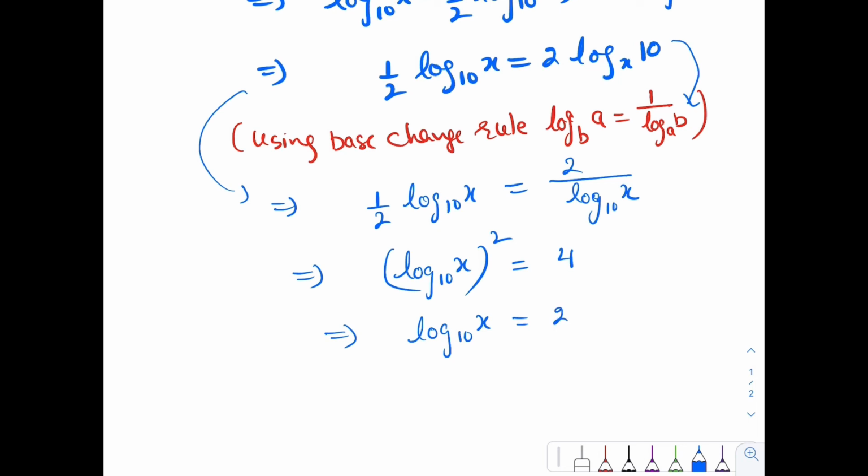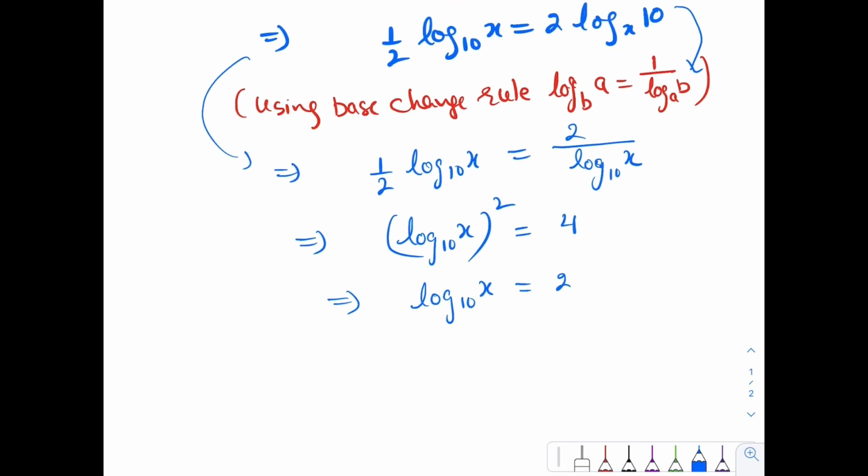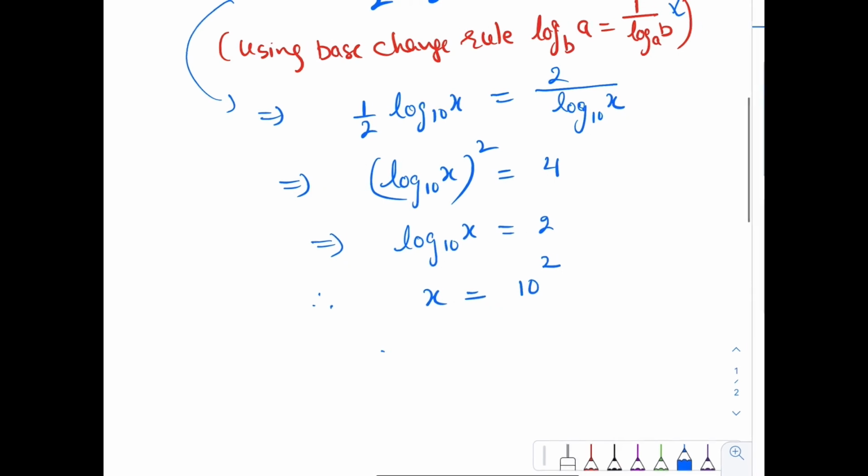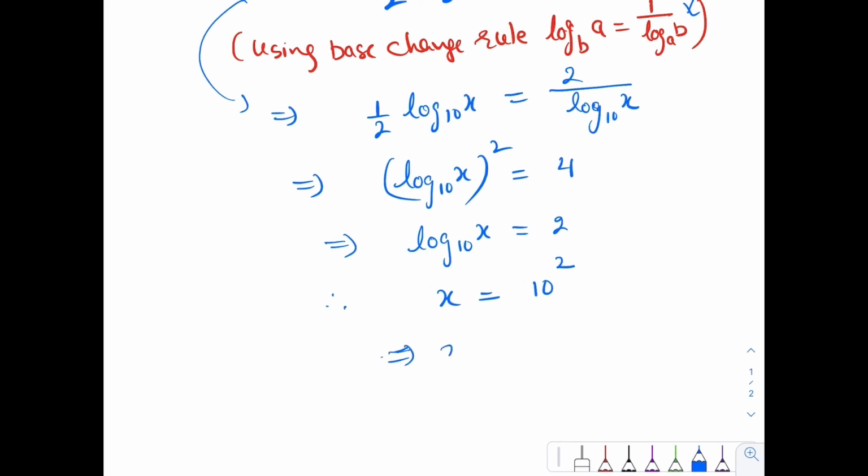Taking square root on both sides, we get this, and therefore x equal to 10 raised to the power 2, and this implies x equal to 100. So our answer is 100, x equal to 100.